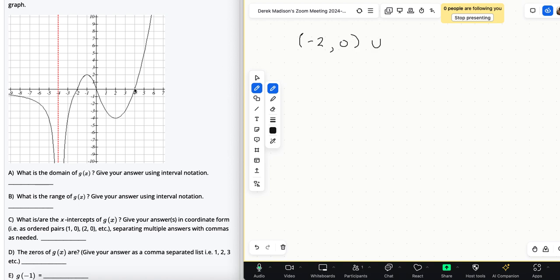This is all below the axis, so that's all less than 0, but then here at 4, it looks like it increases forever. So this would be from 4 to infinity. So that's the greater than.